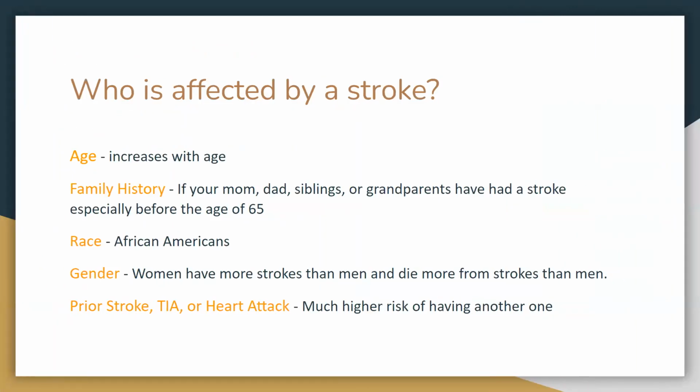Who is affected by stroke? Your age, which increases with age. Family history, if your mom, dad, siblings, or grandparents had a stroke, especially before the age of 65. Race, African Americans are affected more. Gender, women are affected more than men, and they die more from strokes than men. And if you've had a prior stroke, TIA, or heart attack, you're at much higher risk for having one.